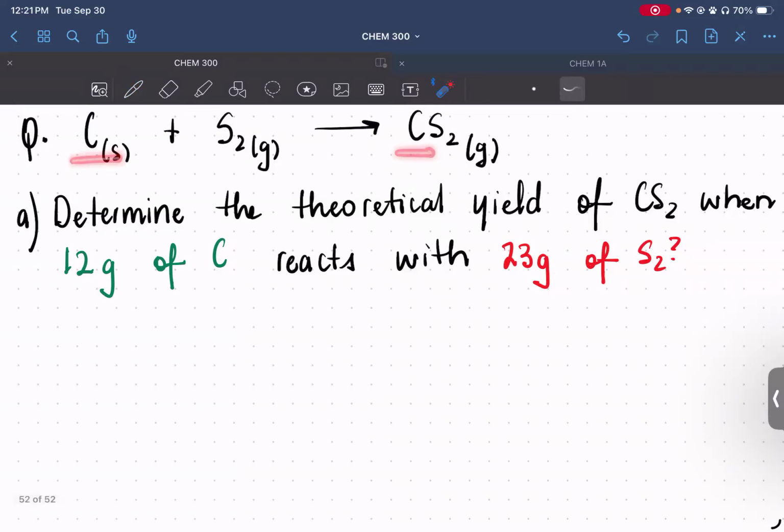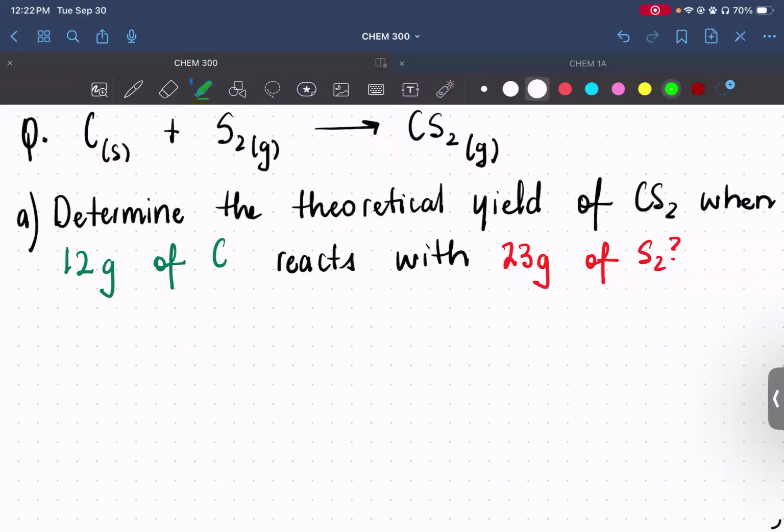1 carbon, 2 sulfurs, 2 sulfurs. So the reaction is balanced as given. It just so happens to be 1 to 1 to 1. Remember that it's always your duty as a student to make sure the reaction is or is not balanced. Sometimes they are, 1 to 1 to 1.